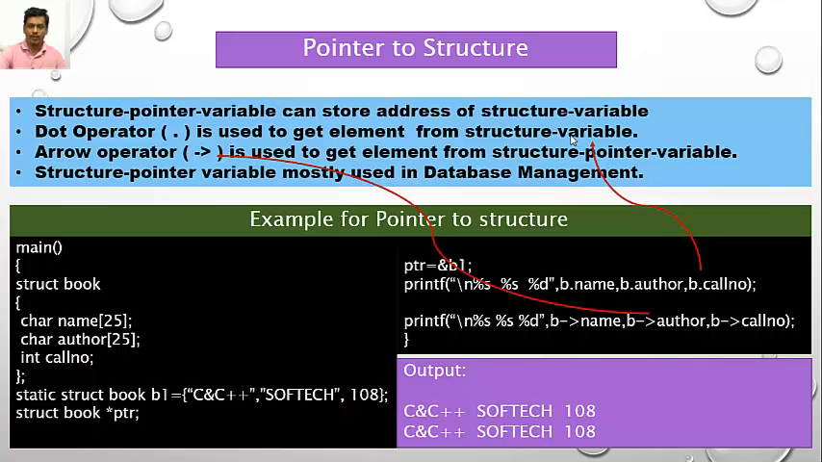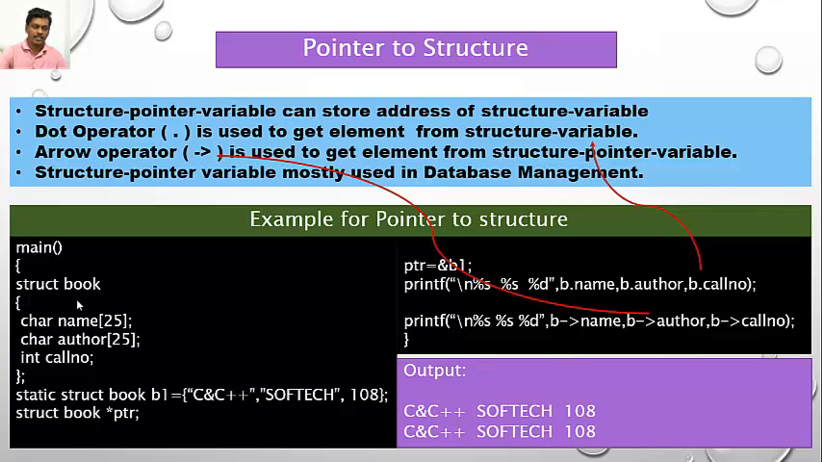If we want to get the element from the structure pointer variable, we use the arrow operator, that is hyphen greater than. So dot operator for structure variable, arrow operator for structure pointer variable. If we want to access the elements of a structure variable, we use the dot operator. If we want to access the elements from a structure pointer variable, we use the arrow operator.